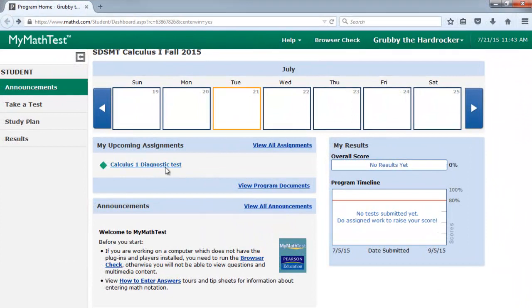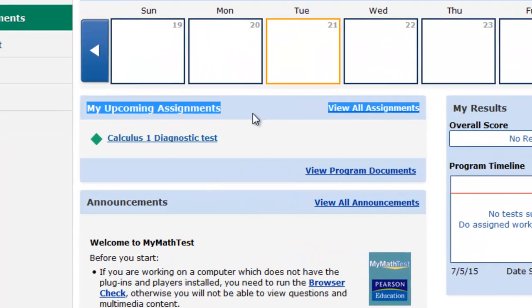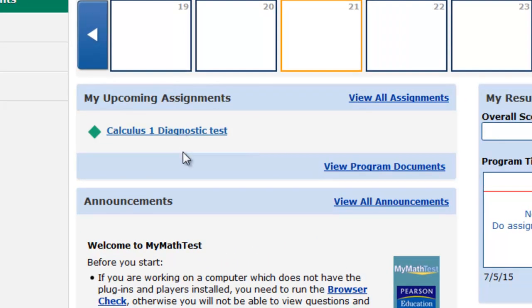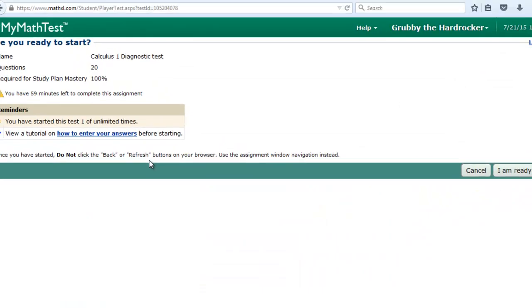Now, the first thing we're going to do is take a look at this My Upcoming Assignments and notice that there's the Calc 1 Diagnostic Test. It might also say Trigonometry Diagnostic Test or College Algebra Diagnostic Test, depending on what section you've loaded into. So we're going to select this test.